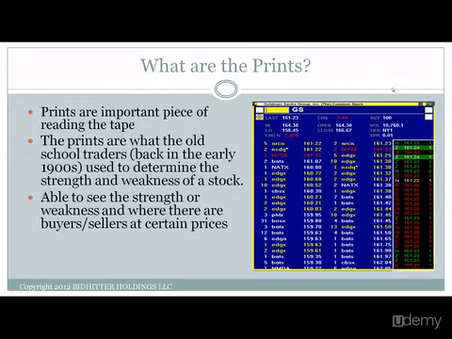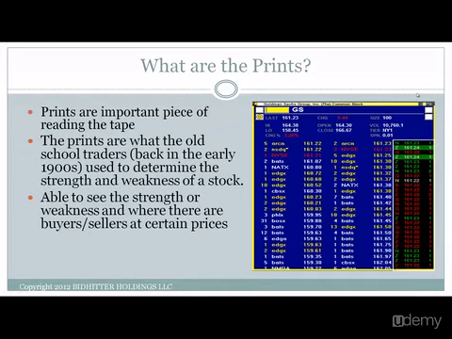So the prints are an important piece of reading the tape. Like I mentioned before, it shows you in real time what's going on. It shows you the exact trades of what just happened. For example, the last trade was at 161.23 for 100 shares on the offer.